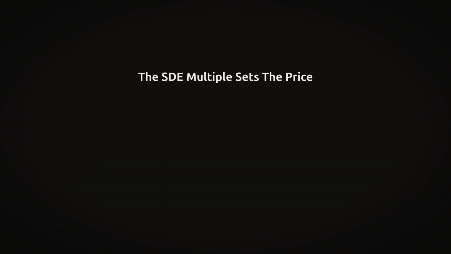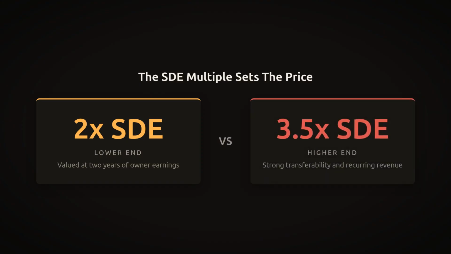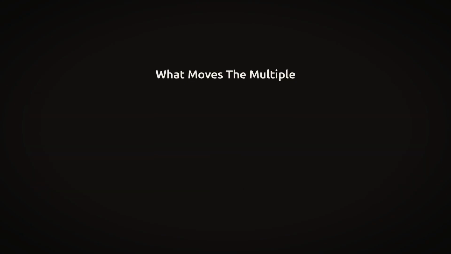The typical SDE multiple for a small business ranges from 1.5x to 3.5x, depending on the industry, customer concentration, contract length, team independence, and growth trajectory. A business at 2x SDE is valued at 2 years of owner earnings. One at 3.5x reflects strong transferability and recurring revenue. The multiple depends heavily on business quality factors, not just revenue.